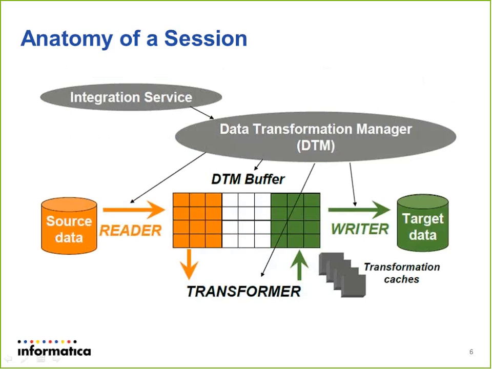The pictorial view of a session and its memory attributes is as shown here. The integration service launches the data transformation manager, that is DTM. The DTM starts the reader, transformation, and writer threads. DTM buffer is responsible for the data movement from source to the target through transformation. The reader, transformation, and writer threads use the available blocks for the data transfer, else they need to wait until the blocks are freed by any of the operations. The transformation cache holds the transformation data to apply the transformation logic and thus the processing.